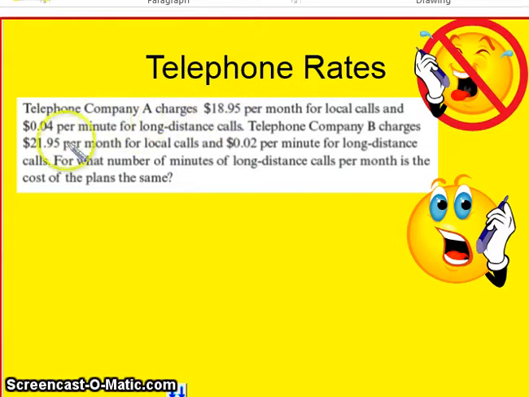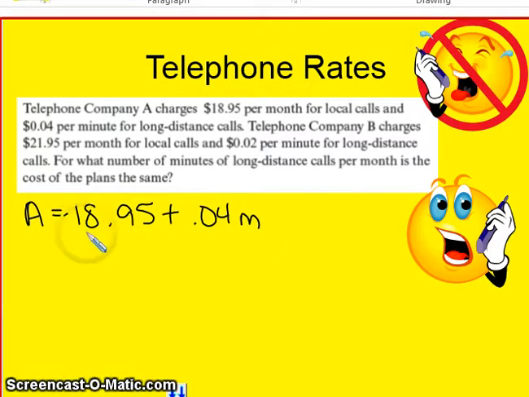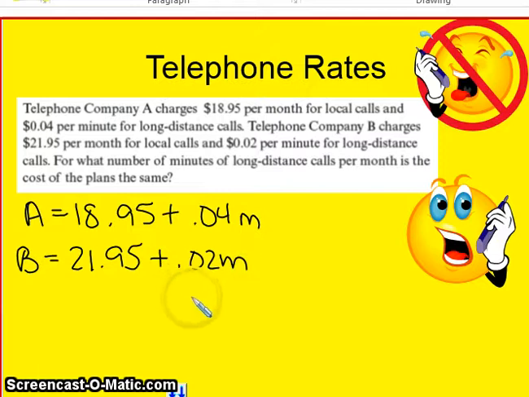Okay, so we know telephone company A is always going to charge $18.95, and they're also going to charge 4 cents per minute for long-distance calls. So we're going to have to add on the 0.04 times the number of minutes of long-distance calls. So they charge the flat rate plus 4 cents times minutes. Phone company B charges the $21.95 for local calls, and then they charge 2 cents per minute for long-distance calls. So they also charge 2 cents times the number of minutes of long-distance calls. We want to know when these two costs are going to be equal. So we're going to set these two equations equal to each other.